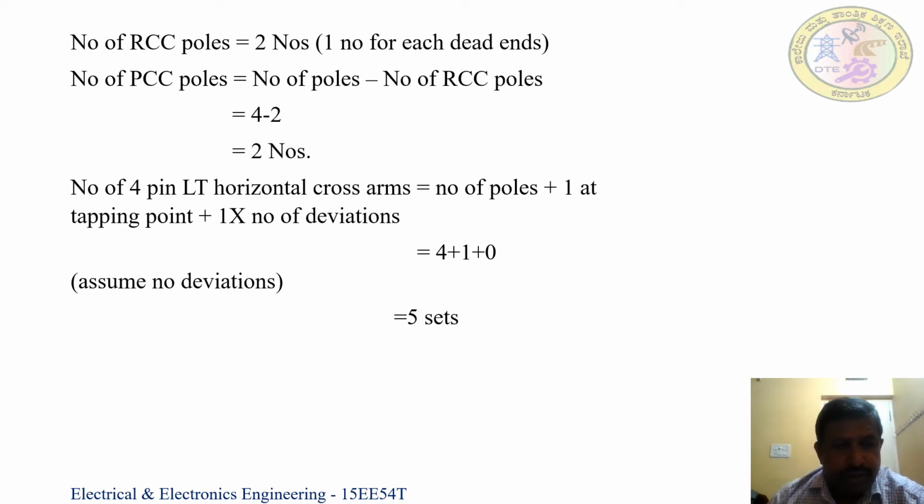Then number of 4-pin LT horizontal cross arms equal number of poles plus 1 at tapping point plus 1 into number of deviations. Here we have assumed no deviations. That means number of deviations is 0. Then it gives 4 plus 1 plus 0. Then it gives 5 sets.